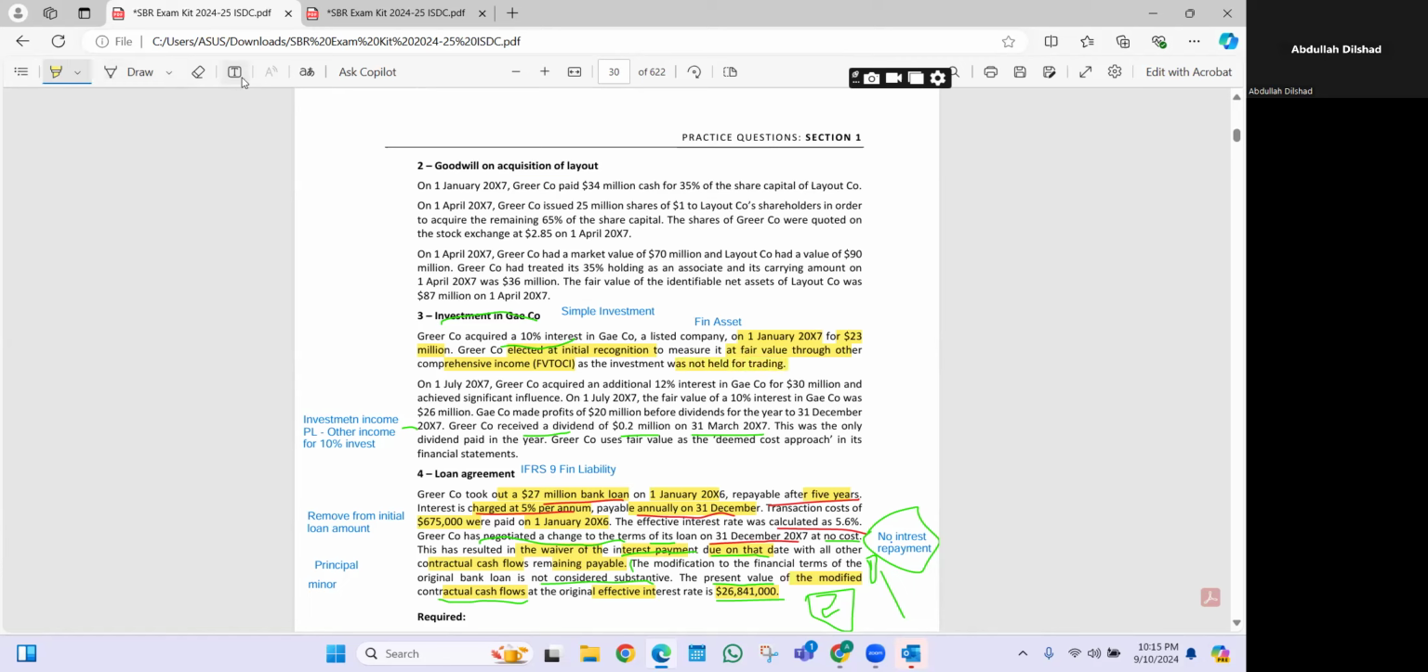Okay. So here comes point number two. What you all can discuss in this is the initial recognition. Now see, this is a financial asset, right? This is a simple investment. It's going to give you all contractual cash flows in terms of dividends. And Greer Co's management has elected to measure it at fair value through OCI, fair value through other comprehensive income.